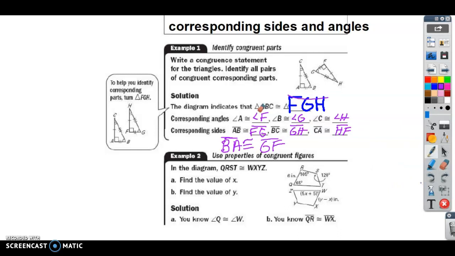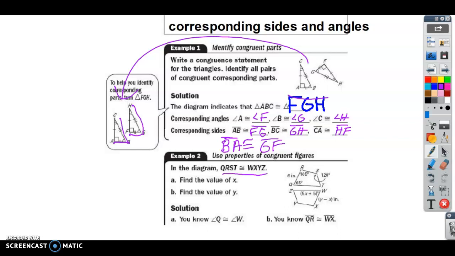If you're going to name triangle ABC, you're going to start at A, go to B, and up to C. You have to name the other triangle the same direction, FGH. It's kind of hard to do that if you don't rotate the two triangles so that they're facing the same direction. So let's go to the next one, example 2. In the diagram, this is important here. QRST is congruent to WXYZ.